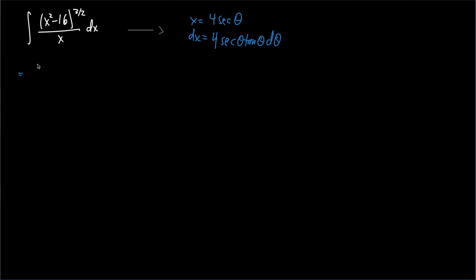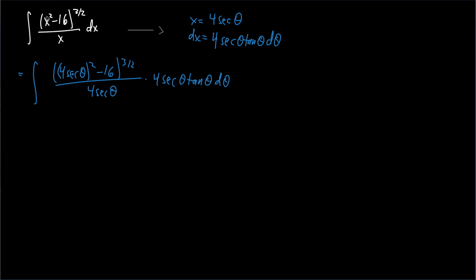So what do we get? We get the integral of (4 secant theta) squared minus 16, all to the 3 halves, over 4 secant theta. I'll just write everything out first, and then we'll simplify as best we can. Then we multiply by our dx replacement, 4 secant theta tan theta d theta. So replace all the x's and replace the dx. Now at this step, we'll try to simplify the best we can. I'll cancel out a 4, and I'll cancel out the secant.